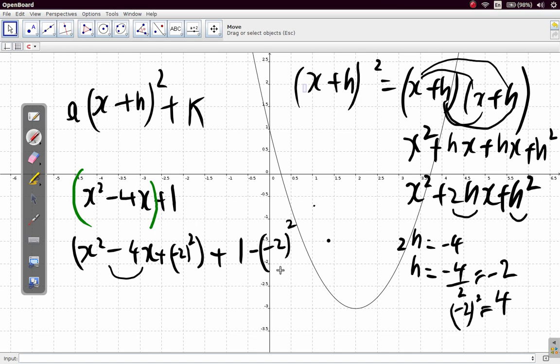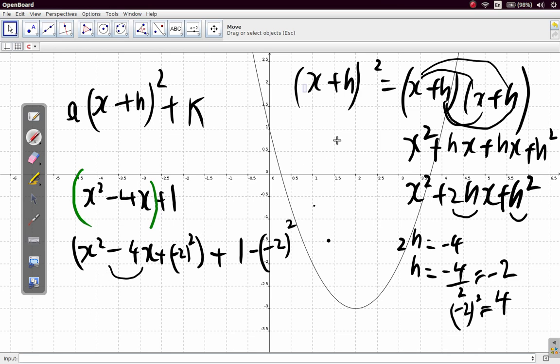And remember, this is not something that you might have to do all the time. If you get a graph in the form a(x plus h) squared plus k, you just work with it. But in this case, I'm imagining that you get the graph in the form ax squared plus bx plus c, and then you're asked to write it in a(x plus h) squared plus k. All right, so let's continue here.